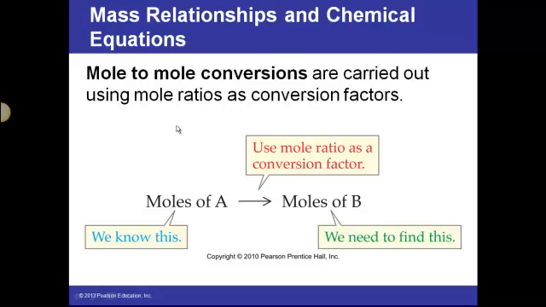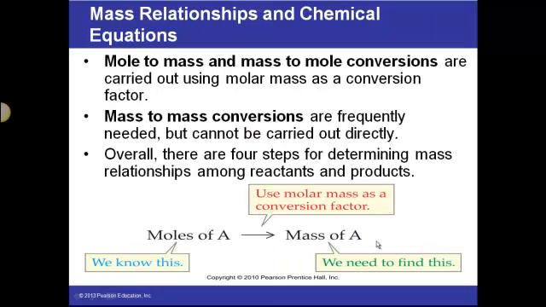So mole-to-mole conversions are carried out using our mole ratios as the conversion factors, and we'll see some examples of this coming up. So if we know the number of moles of A that we have, we can calculate the number of moles of B that we would expect to get out of our reaction. And we can do this by using our mole ratio as the conversion factor.